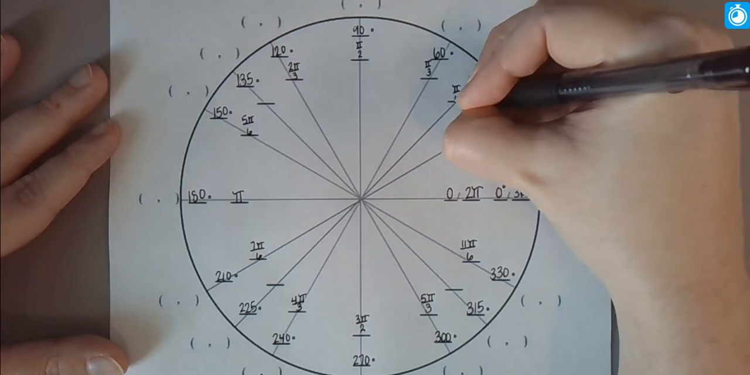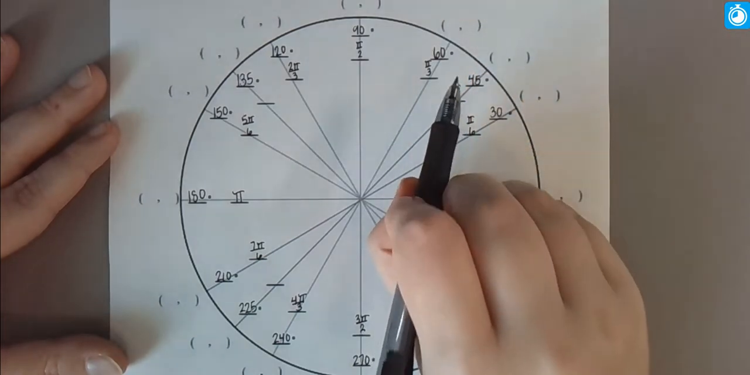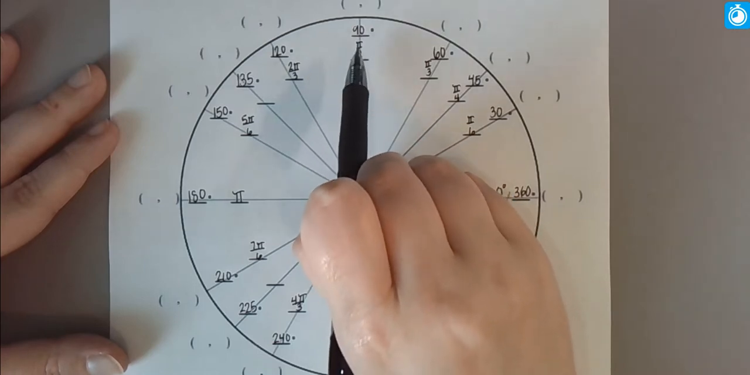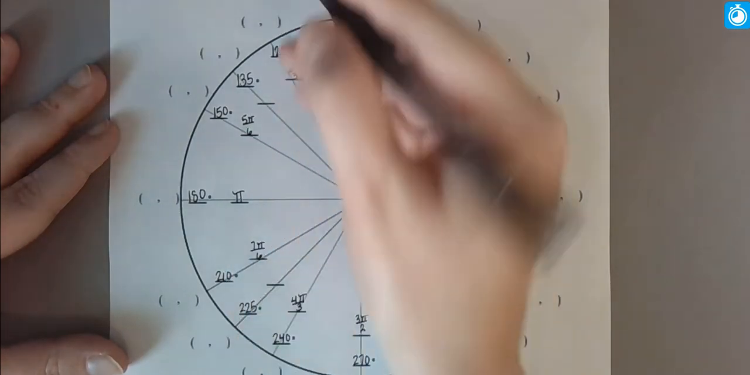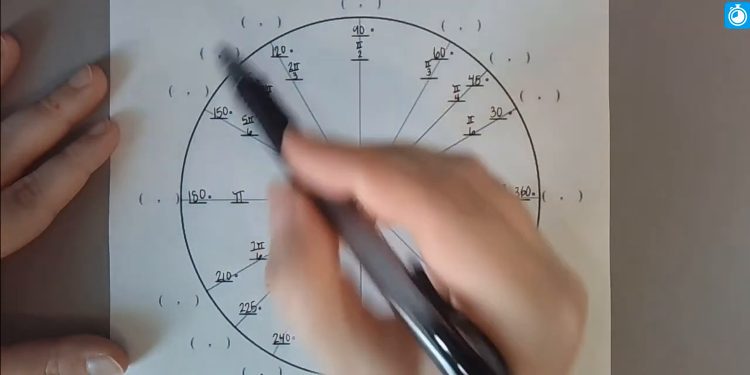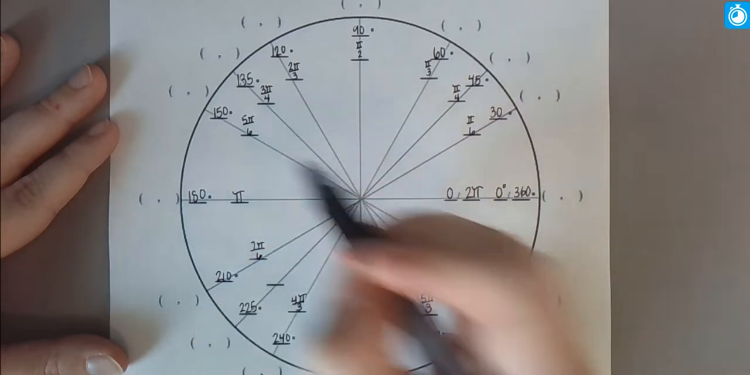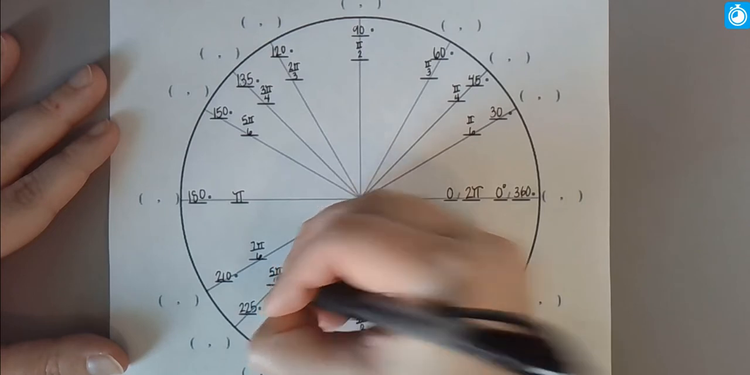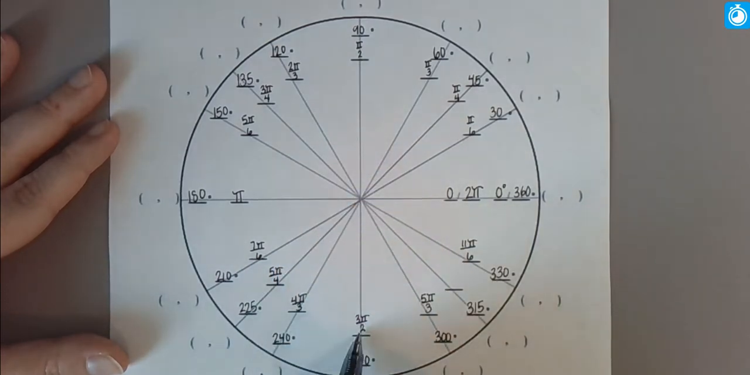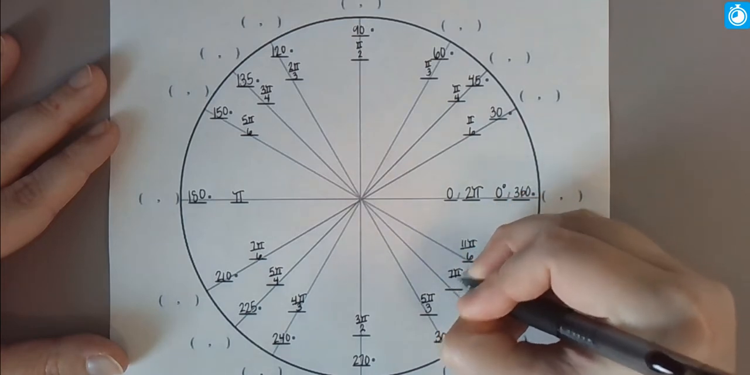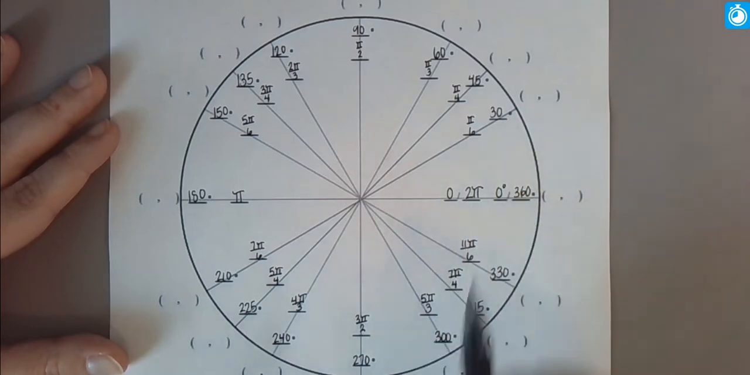So here's pi over 4, and then same kind of idea, count by pi over 4. So pi over 4, 2 pi over 4, which reduces to pi over 2, 3 pi over 4, okay, 4 pi over 4, which reduces to pi, 5 pi over 4, 6 pi over 4, which reduces to 3 pi over 2, 7 pi over 4, and then 8 pi over 4, which takes us to 2 pi.